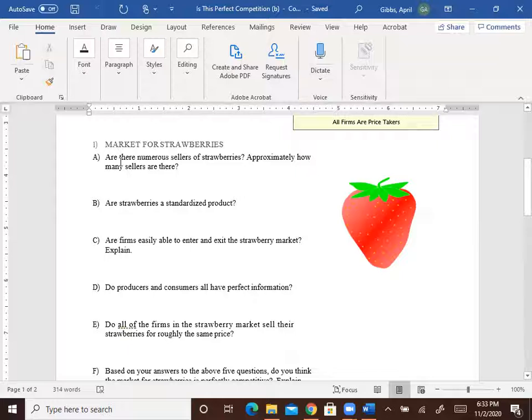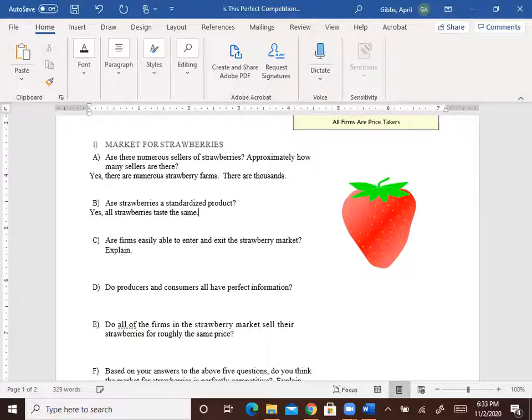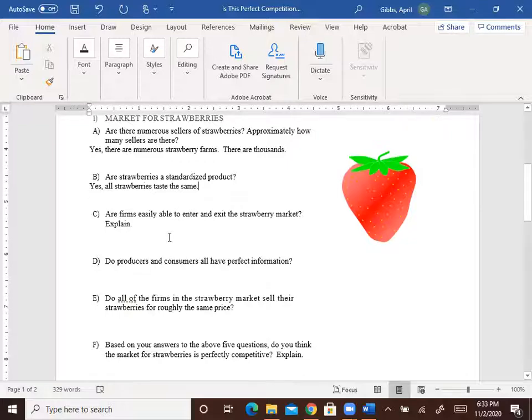Are there numerous sellers of strawberries? So numerous sellers. Are there numerous strawberry farms? Yes, there are numerous strawberry farms. Approximately how many sellers are there? There are thousands. Are strawberries a standardized product? Yes, all strawberries pretty much taste the same, unless you get a sour one. But you know how they're supposed to taste.